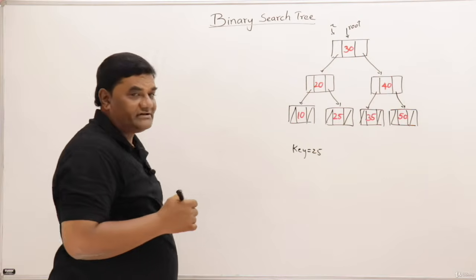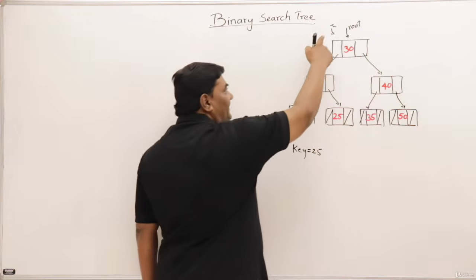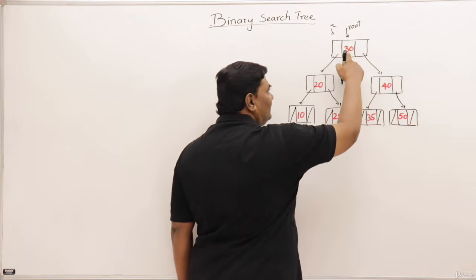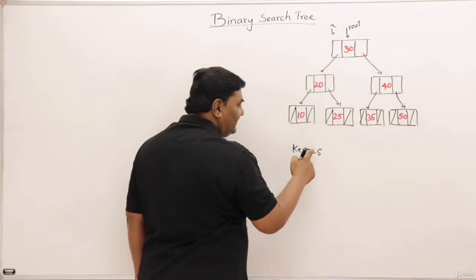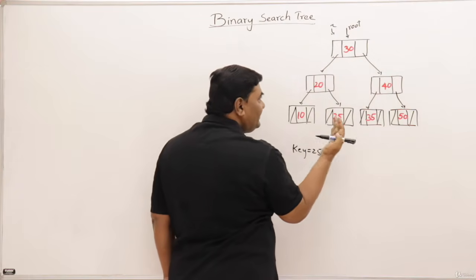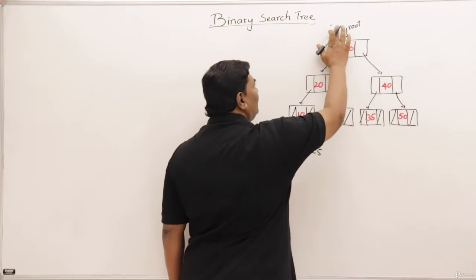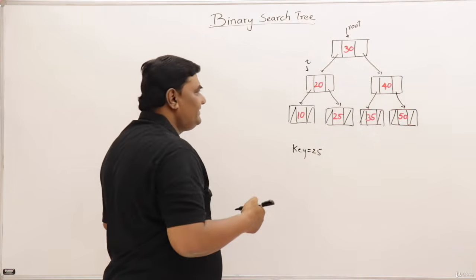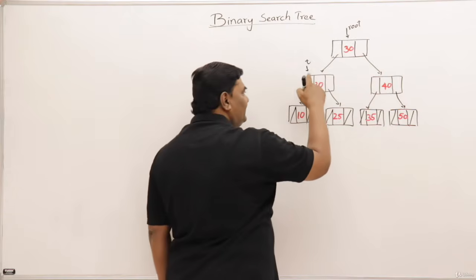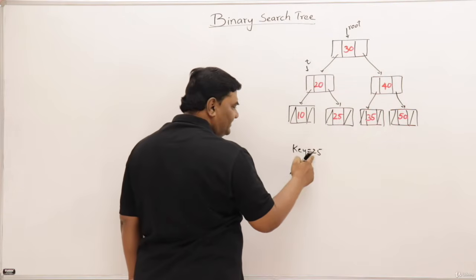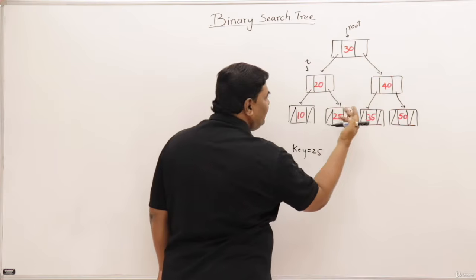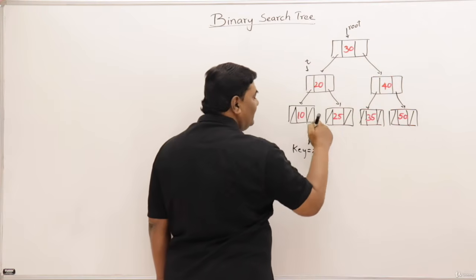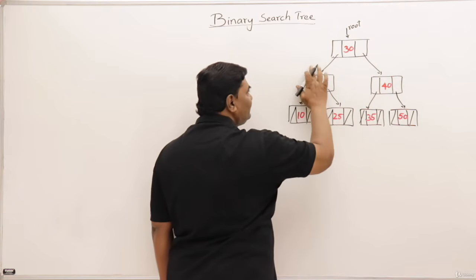Now let us see the procedure. What are the steps? Wherever t is pointing, check the data and compare with the key. Key is smaller than the data. So if key is smaller, move t to the left child. Next, the same step repeats: wherever t is pointing, check the data and compare with the key. Key is greater than the data in this node. So move t to the right side.